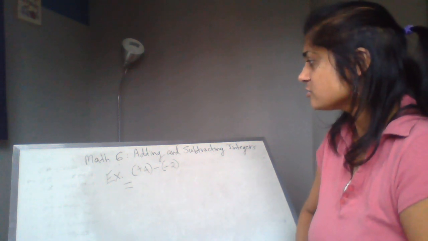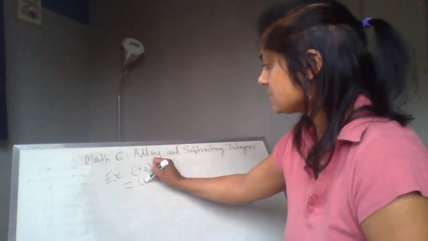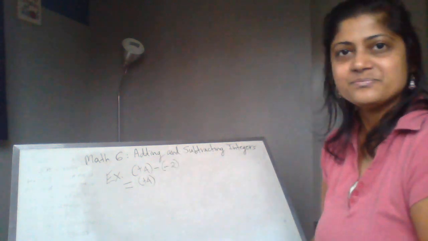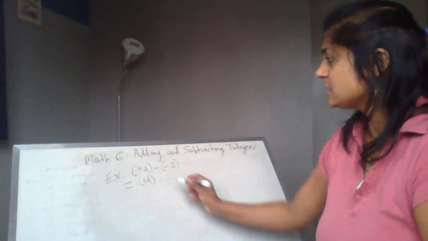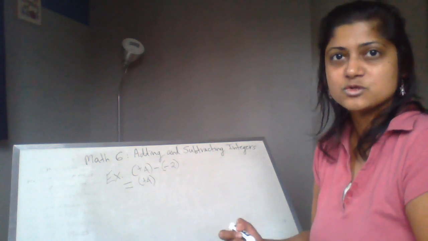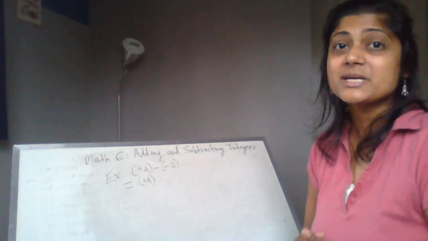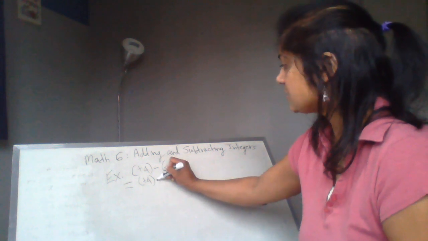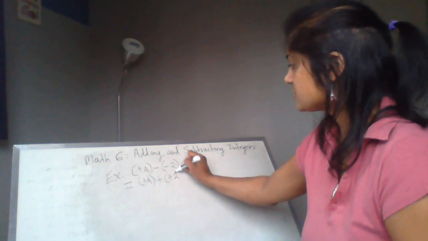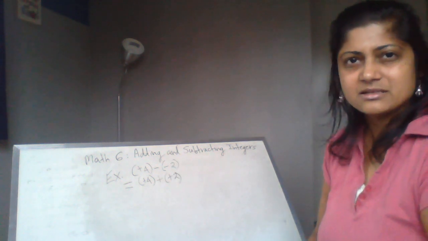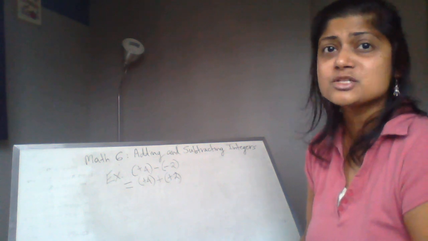What you're going to do is keep the sign in the first brackets the same, so it's positive 4. Now I see it's minus negative 2. Because there are two negatives here, that becomes positive, and I'm going to make everything positive. So it's going to be plus positive 2. Does everyone see that? I'm changing all the signs to positive here.